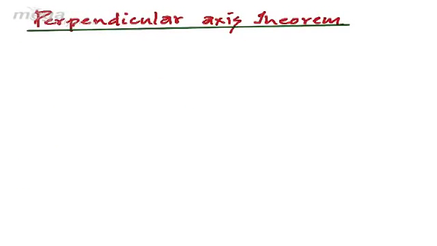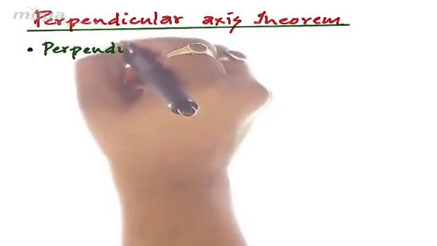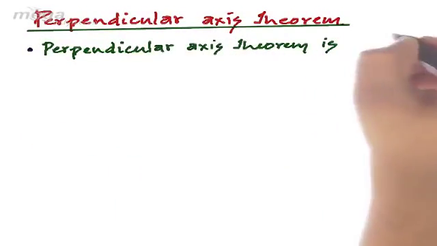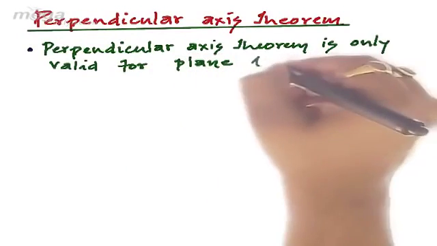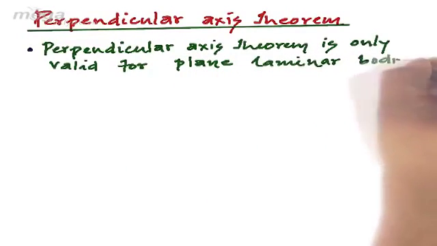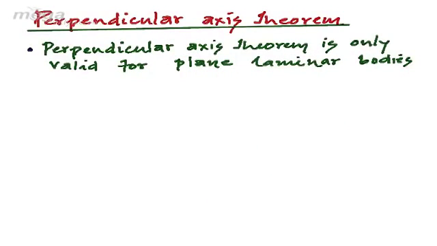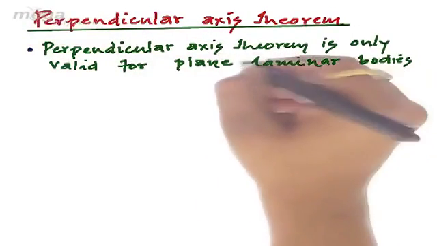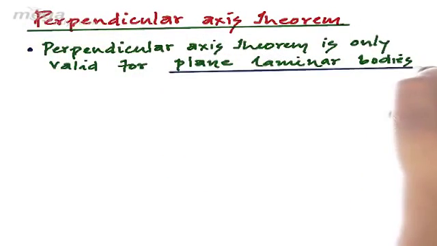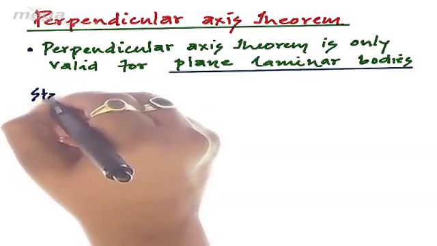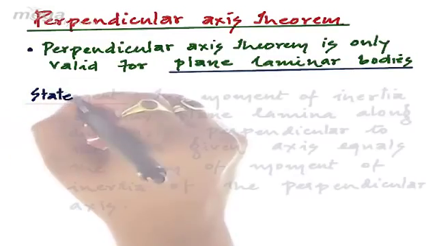Now let us know the perpendicular axis theorem. Before knowing the statement of the perpendicular axis theorem, the first thing which should be kept in mind is that the perpendicular axis theorem is only valid for plane laminar bodies. Basically, plane laminar bodies means two-dimensional bodies having no thickness at all. Now let's see the statement of the perpendicular axis theorem.